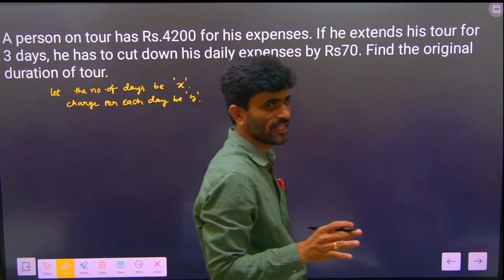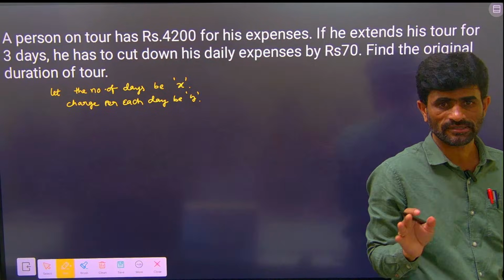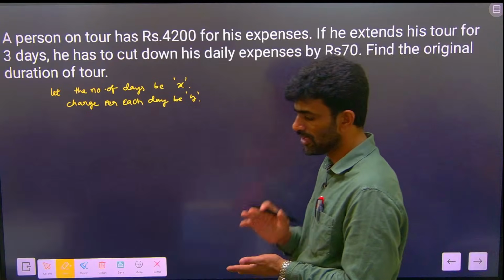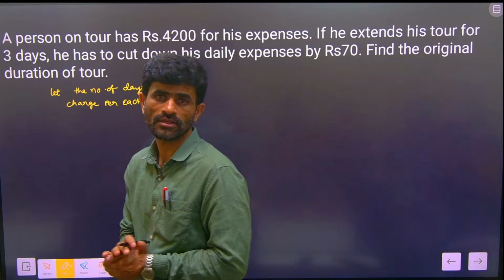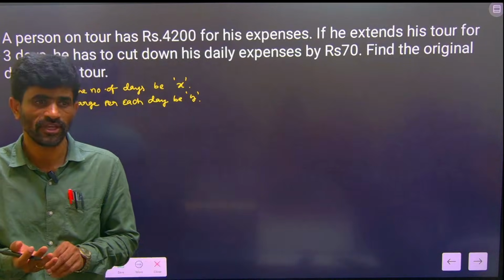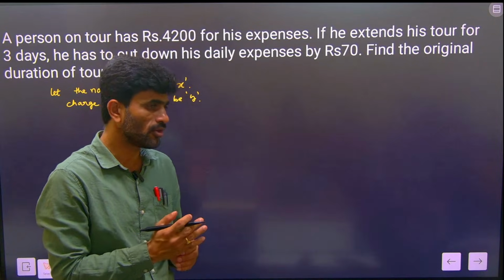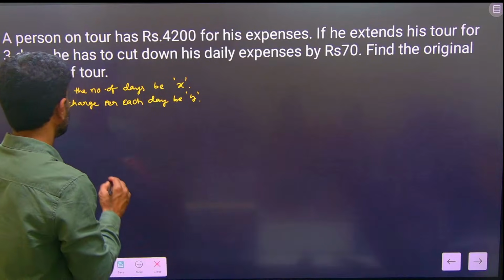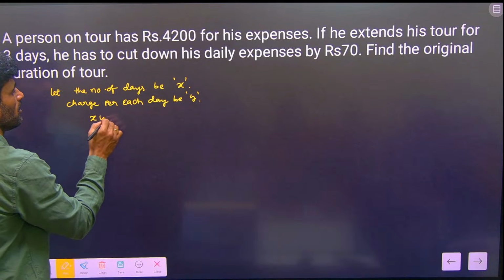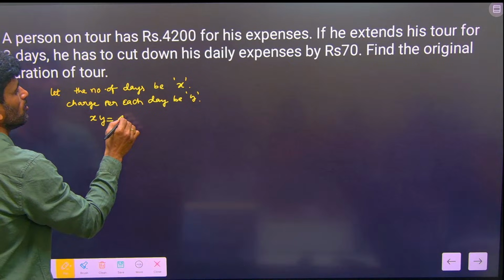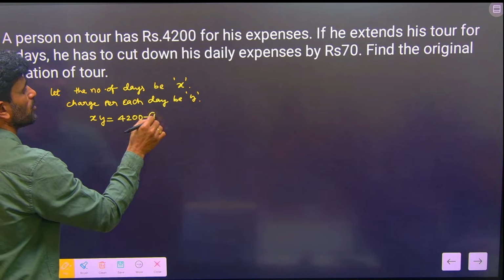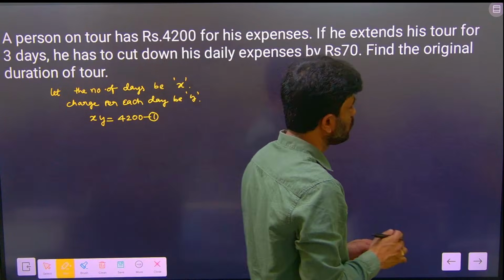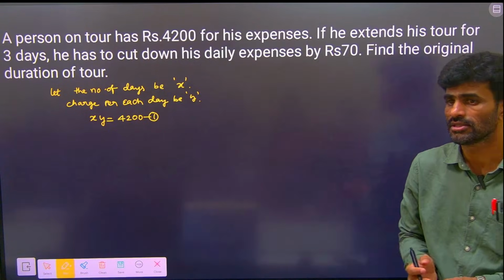For example, you are going 10 days. Each day you are spending 5 rupees. What is the total charge we get? 10 into 5, 50 rupees. Every day you are spending 5 rupees, 10 days you are going, the total charge will be 10 into 5, 50 rupees. So remember, total charge is equal to number of days into charge per each day. So here x into y is equal to total charge. How much it took? 4,200. Let me write the equation, one equation. So later what happened? Tour extended for 3 more days.